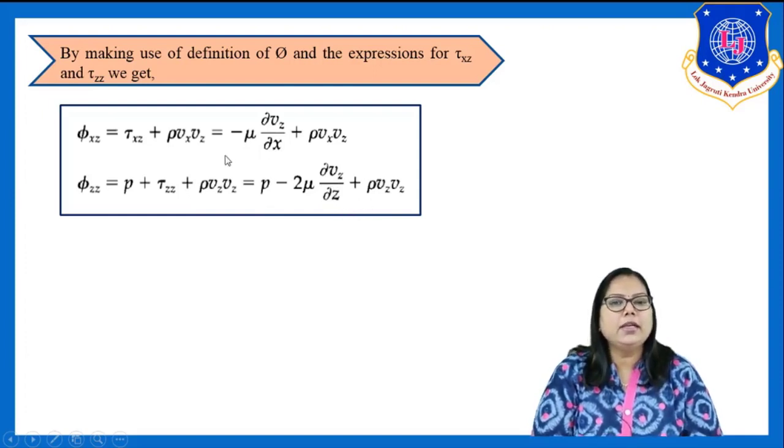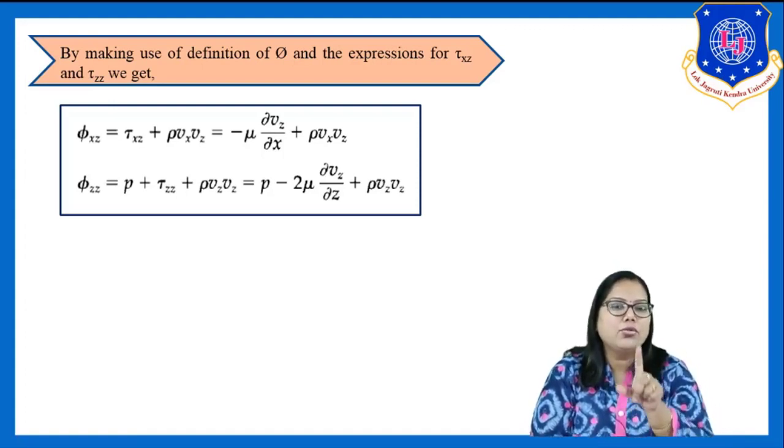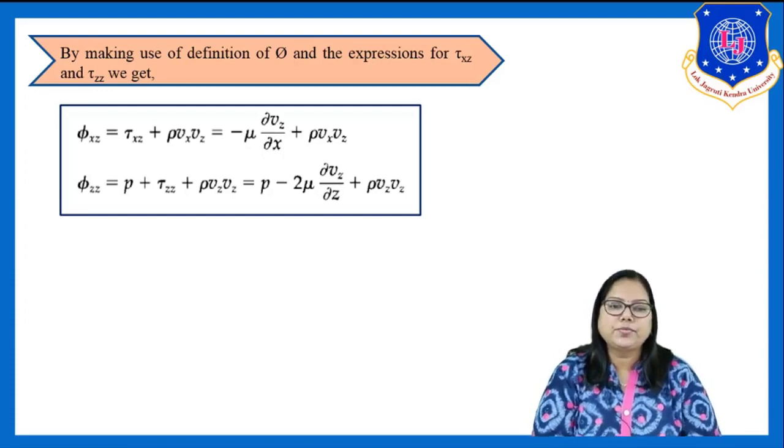Why am I writing 2 here? At what time do I have to write this 2 mu? Remember this: when the momentum direction and the area perpendicular direction are the same, or in other words tau zz, when both the suffixes are the same, you have to write this 2 mu.